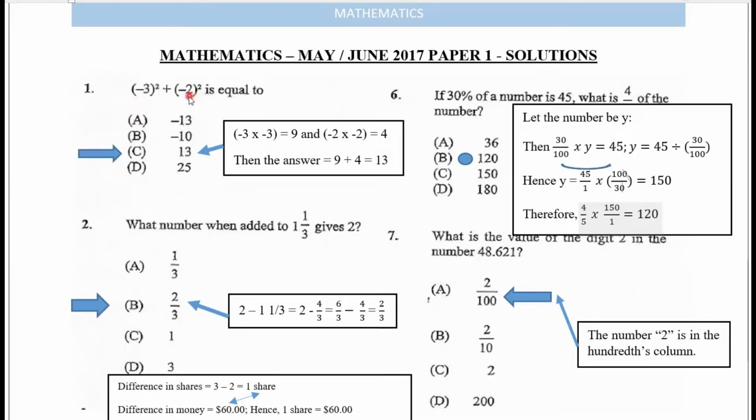While -2 squared will be -2 by -2. Again, minus by a minus is a plus, and 2 by 2 is 4. So you get positive 4. Now, because you're adding them, we just simply add the 9 and the 4 together, and you will get 13. So C is the answer here.